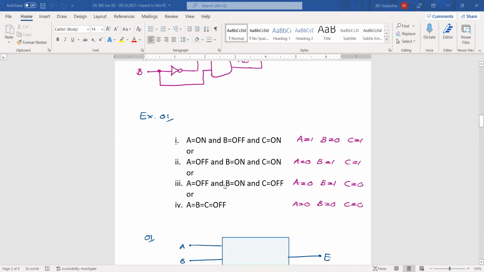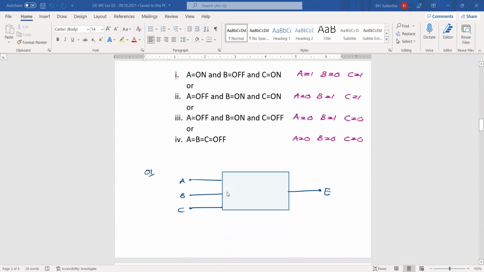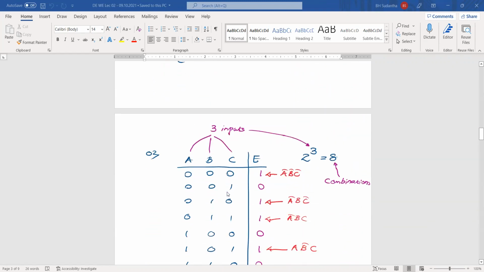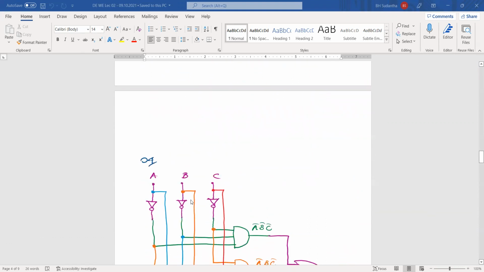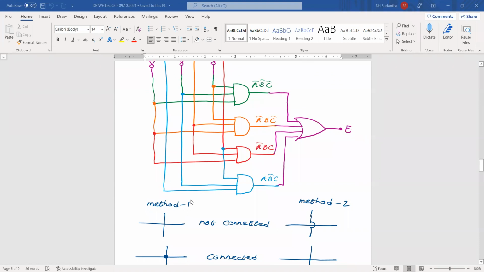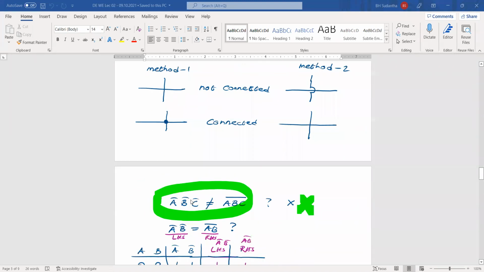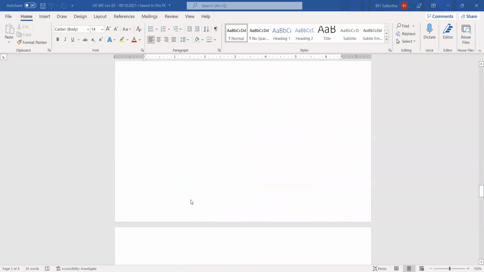We did it in the class. And this is a little bit of expansion of the previous question. Here also we draw the block diagram and we prepare the truth table. Then this was the last equation we received and we draw the circuit. The second one also we tried.